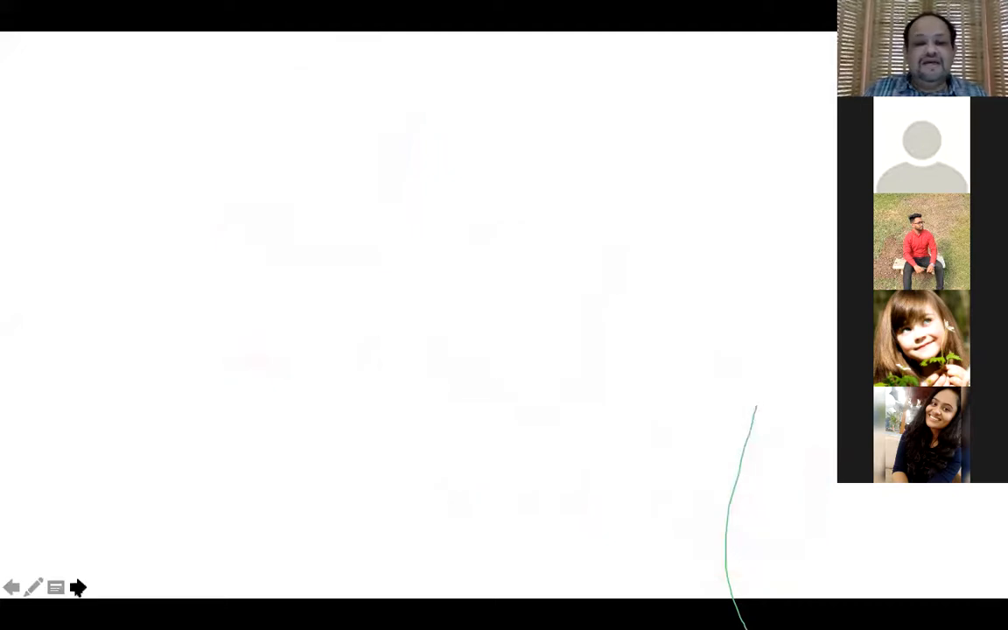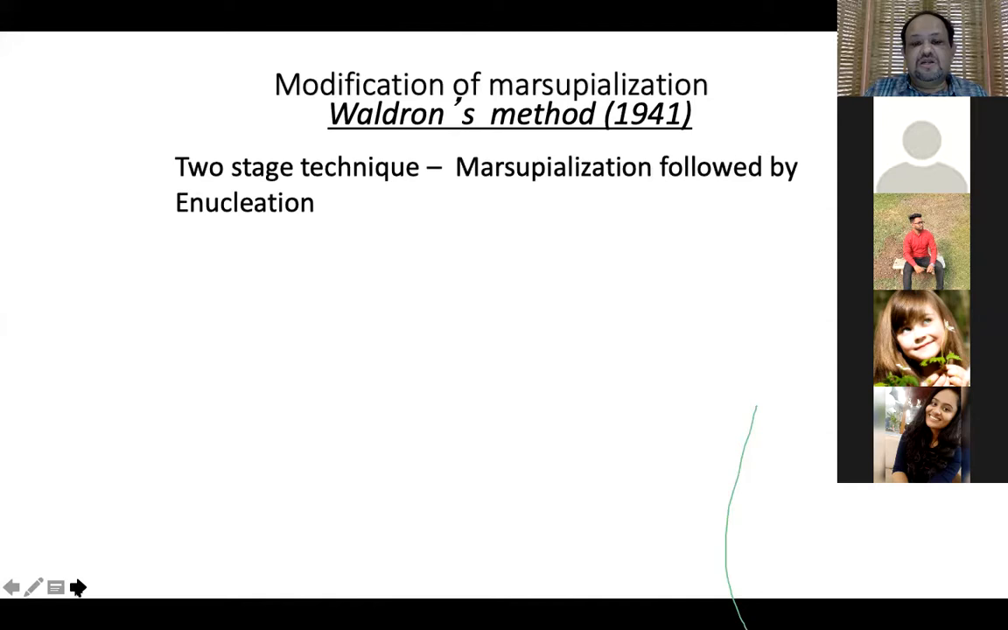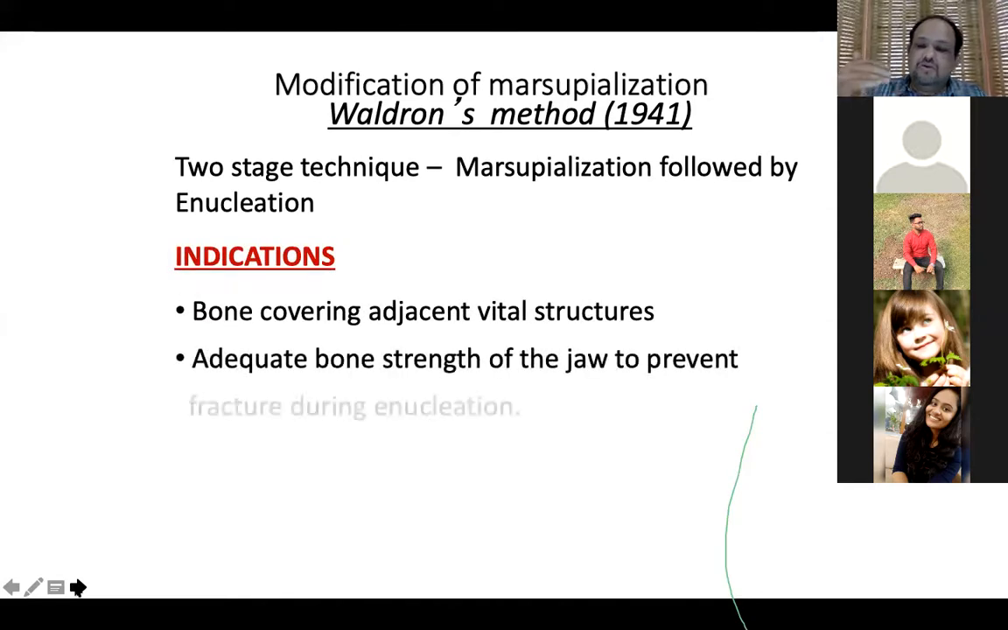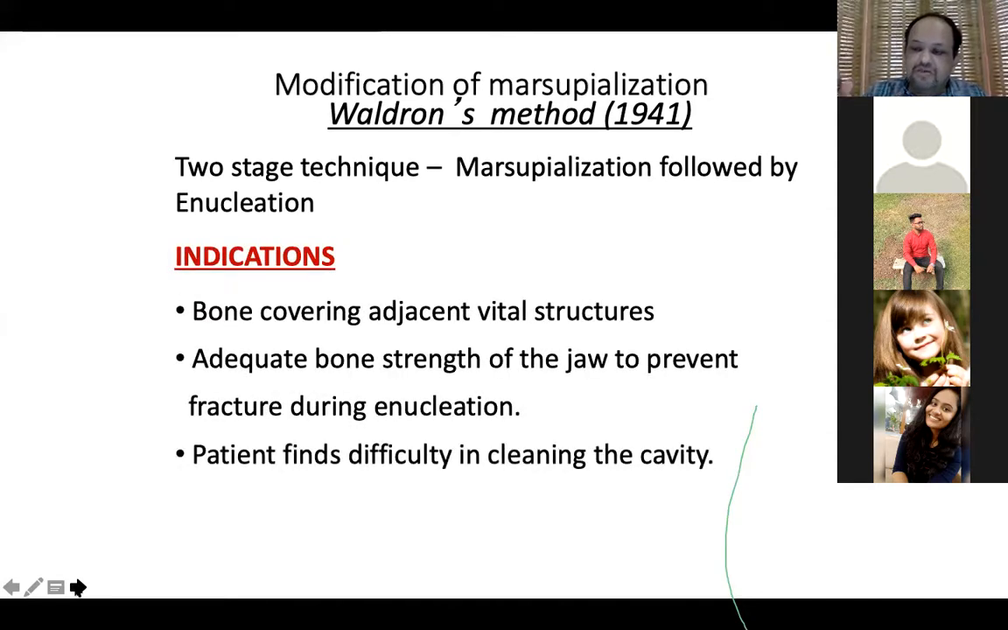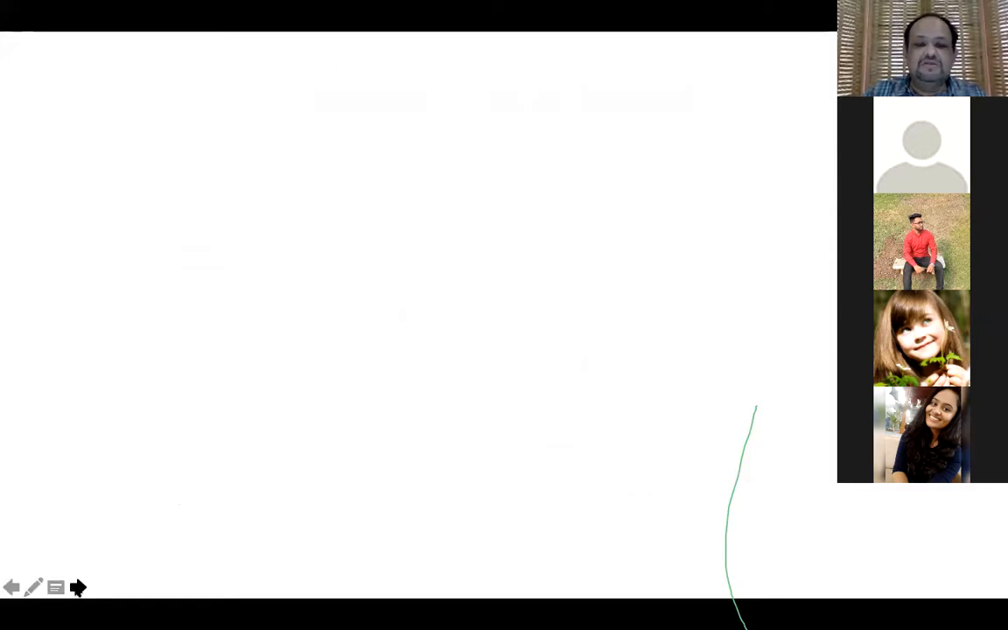Then after that, there is a modification of marsupialization, which is called as Waldron's technique. This is what I talked about, okay? So when you are sure that you have reduced the cyst lining, you proceed with the enucleation, that is marsupialization followed by enucleation. That is also called as Waldron's procedure.